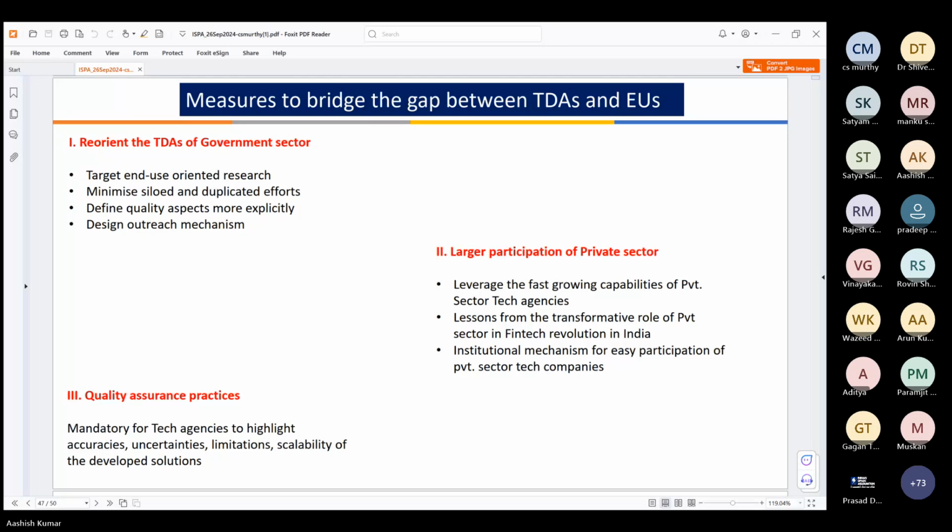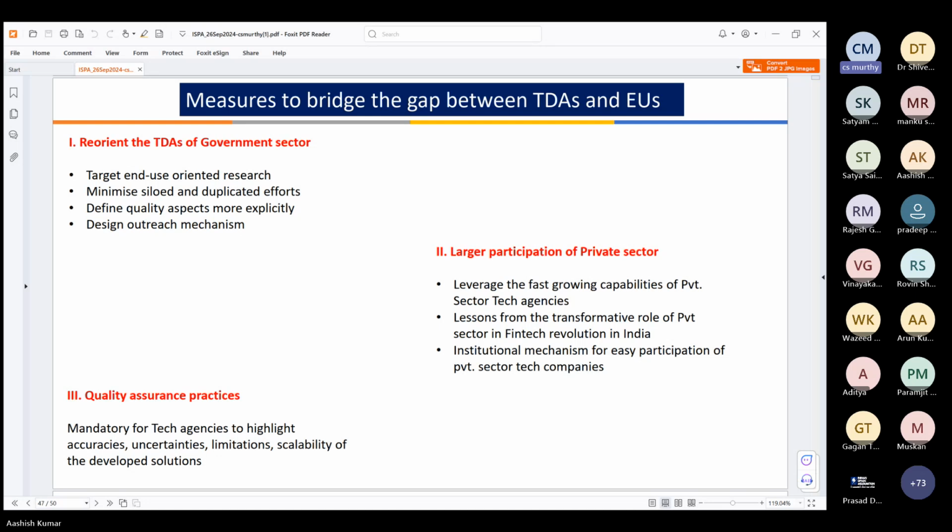What I feel is that we need to reorient the TDAs of the government sector. First of all, this is a very important step. We have to emphasize target end use oriented research rather than academic or publication oriented research. There is an urgent need to minimize duplicated efforts, reinventing the wheel, silos, not defining quality aspects more explicitly, and data sharing related issues. Another important thing is that although these TDAs do good work, their current outreach mechanism is very poor. That is what I feel.